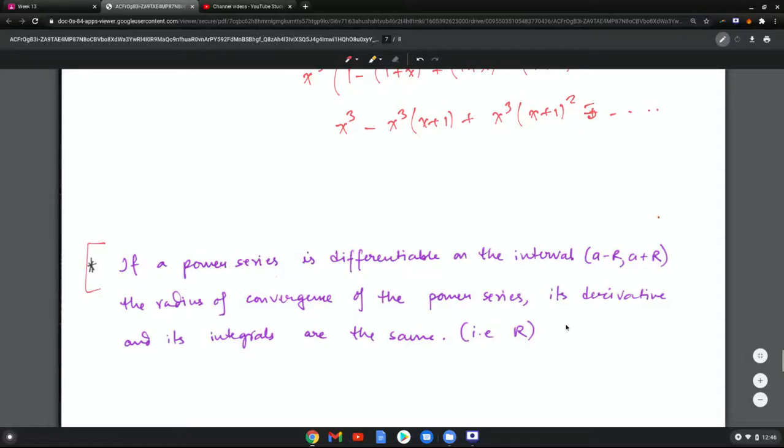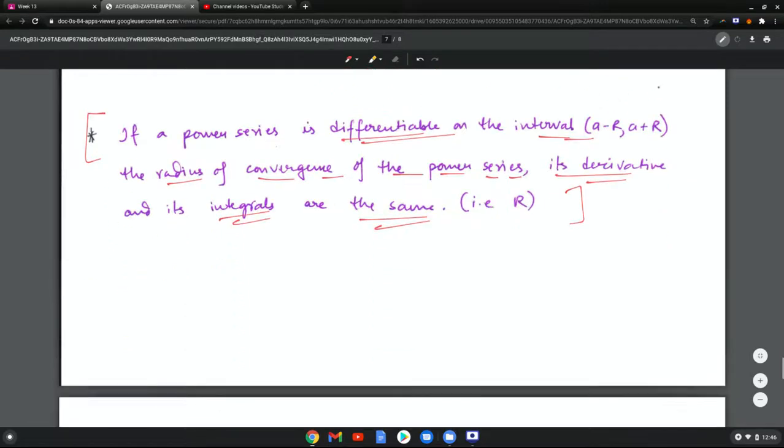The reason we can do this is because there's a theorem which says that if a power series is differentiable on the interval, the radius of convergence of the power series, its derivative, and its integral are the same. So basically, it tells you that you are allowed to do all those operations.